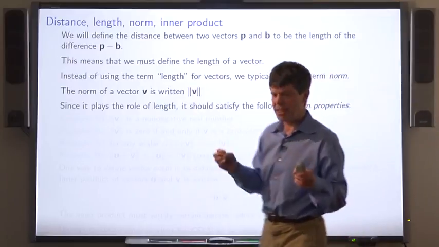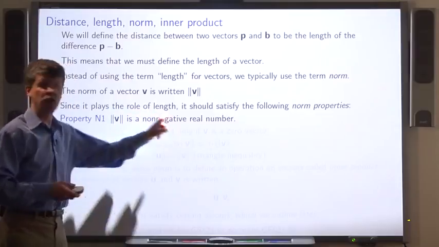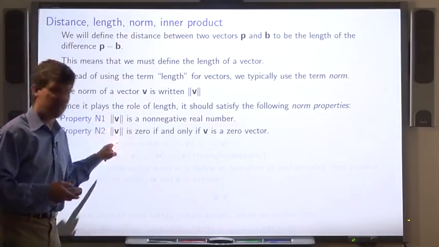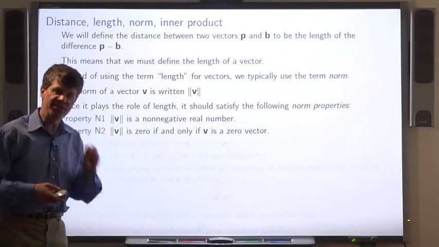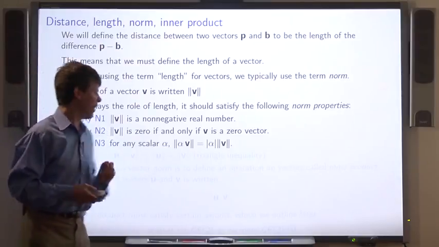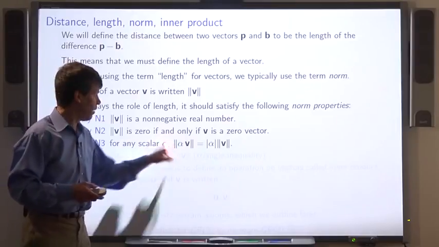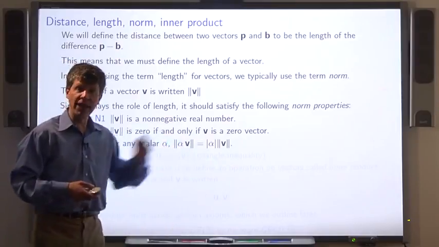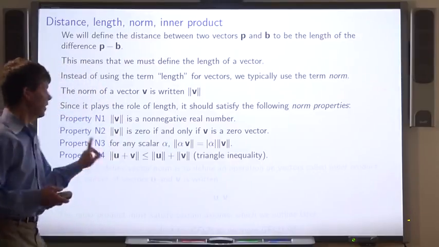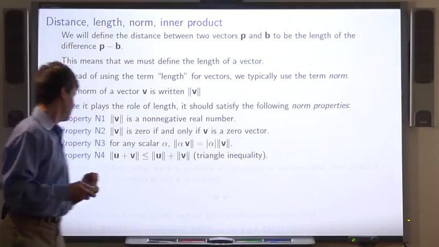A norm should satisfy certain properties. The norm of a vector should be a non-negative real number. That's part of what we mean by length. The norm of a vector should be 0 if and only if the vector is the 0 vector. And the norm should scale. That is, if you scale a vector by an amount alpha, then that should change the norm of the vector by the absolute value of alpha. And finally, norm should satisfy something called the triangle inequality.